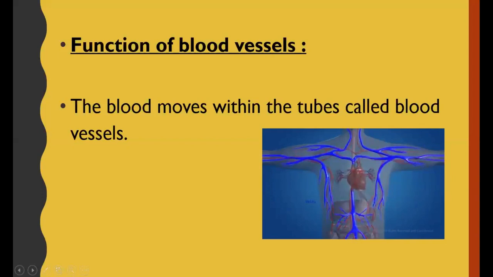You can clearly see on the screen that we have some red blood vessels and some blue blood vessels. The red ones are called arteries and the blue ones are called veins. What is the function of our blood vessels? They allow our blood to flow through them. The blood moves within the tubes called blood vessels. Without these tubes, our blood would not be able to flow in our body.